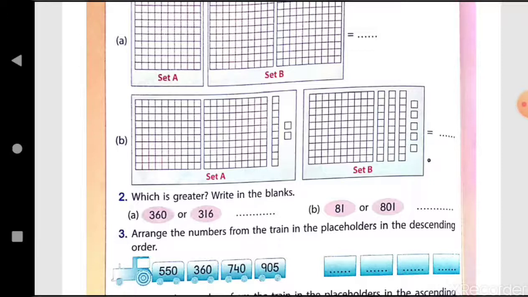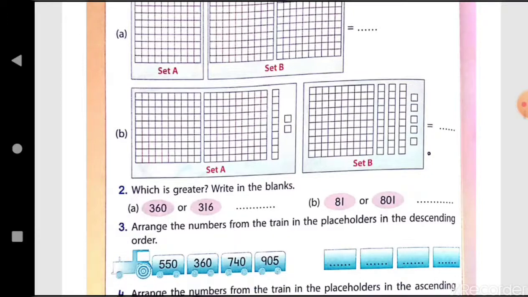And in B, 81 or 801. In 81 there are 2 digits and in 801 there are 3 digits. So obviously the number with more digits is greater. Therefore 801 is greater than 81.